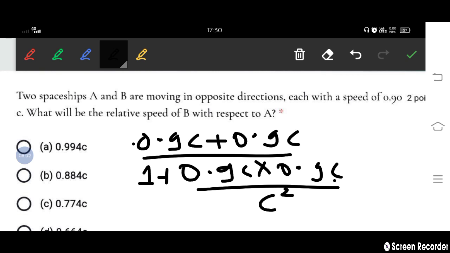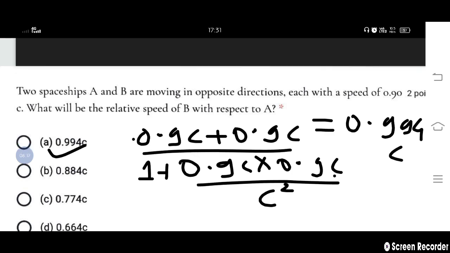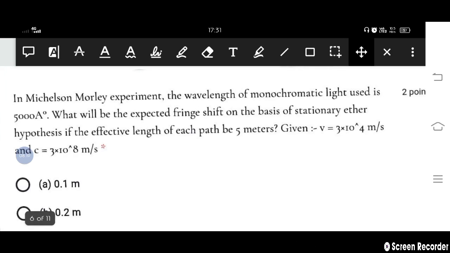So here, after evaluating, we will get 0.994 c. So here our correct option will be option A, that is 0.994 c. Now moving to our next question.